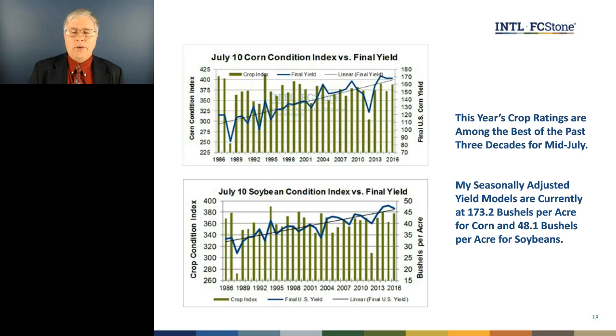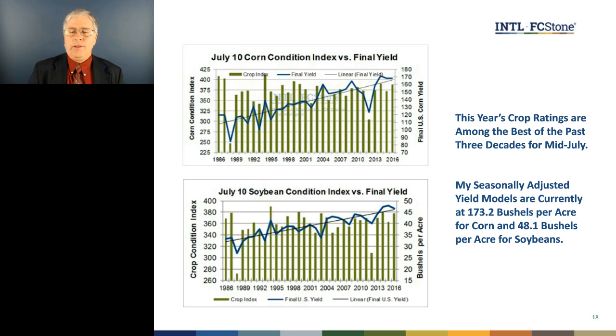My models currently project a corn yield, as seasonally adjusted models, at 173.2 bushels, for soybeans at 48.1 bushels per acre. So the real question is now, how do we finish off the crop? Those are yields that the current condition ratings justify, but how will we finish off?